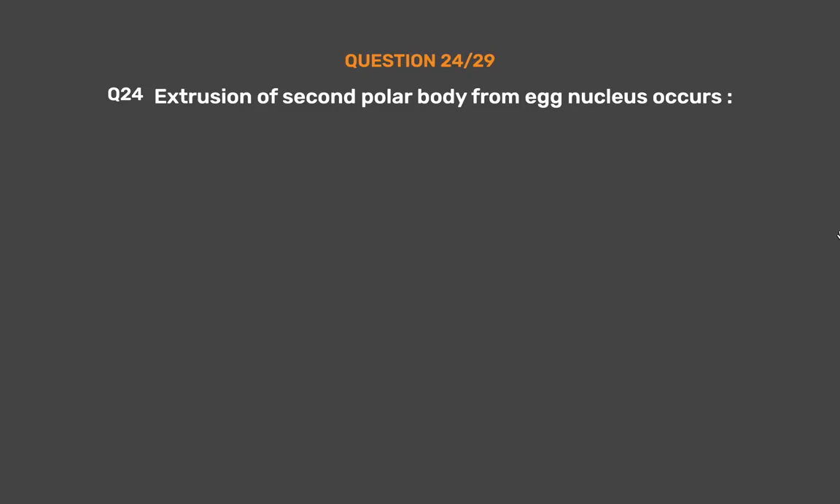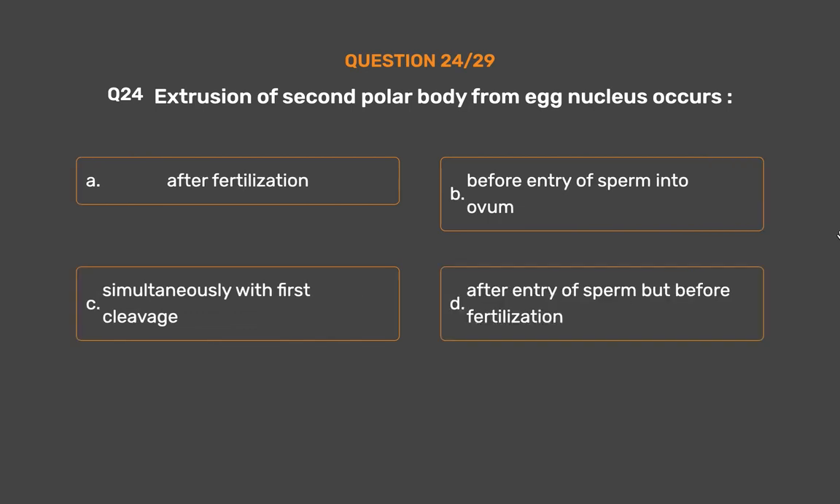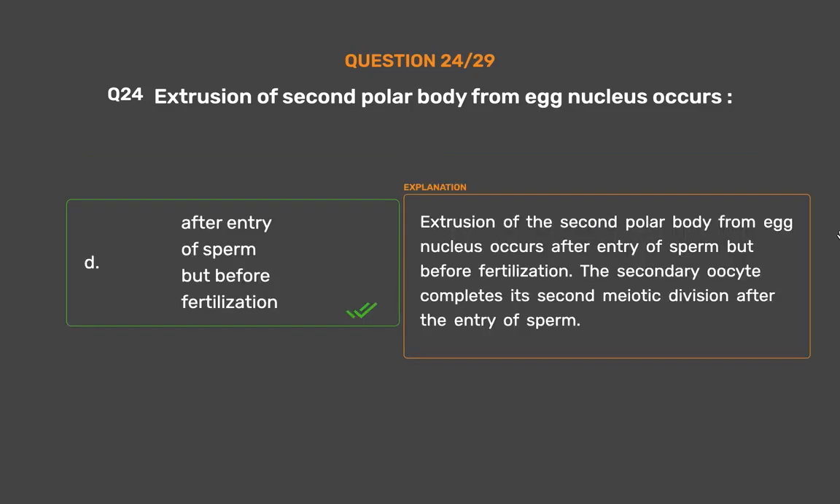Question number 24. Extrusion of second polar body from egg nucleus occurs: Option A, After fertilization. Option B, Before entry of sperm into ovum. Option C, Simultaneously with first cleavage. Option D, After entry of sperm but before fertilization. The correct answer is Option D, after entry of sperm but before fertilization. Extrusion of the second polar body from egg nucleus occurs after entry of sperm but before fertilization. The secondary oocyte completes its second meiotic division after the entry of sperm.